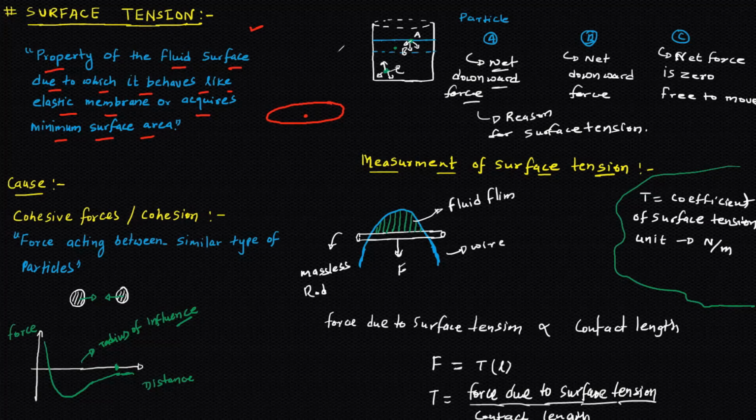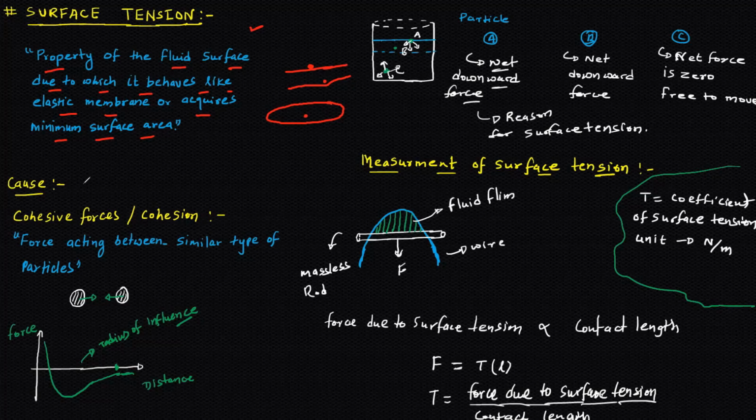Similarly, with surface tension, if a mosquito sits or if you keep a needle on the water surface or any liquid surface, this liquid surface will act like an elastic membrane and go down a bit, but the object will not completely sink in the fluid. The property due to which this kind of behavior occurs is called surface tension.